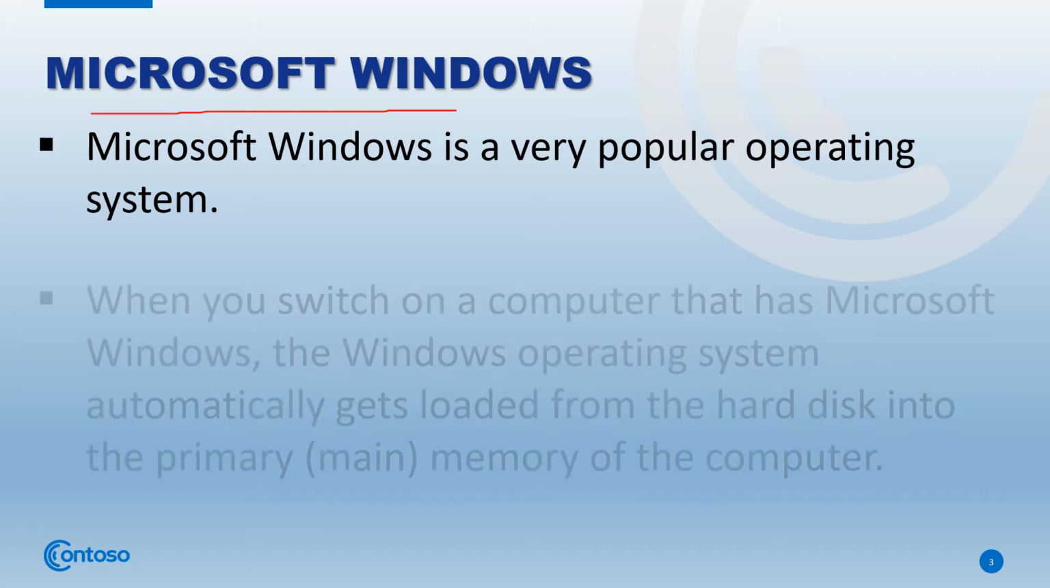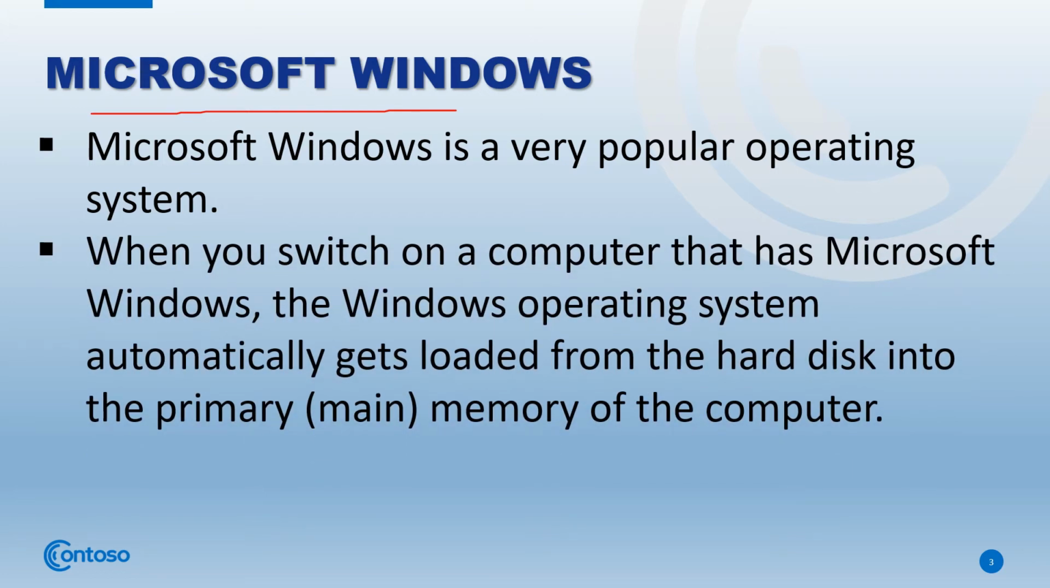Okay, so let's see how this Microsoft Windows operating system is loaded into the computer. See, when you switch on a computer that has Microsoft Windows operating system, this operating system will be automatically loaded from hard disk into the primary or main memory of the computer. You know already there are two types of memory in a computer, right? Primary memory or main memory and secondary memory. This primary memory is temporary, but the secondary memory is permanent. So this hard disk is a permanent memory or secondary memory.